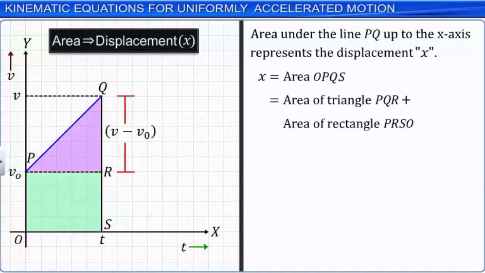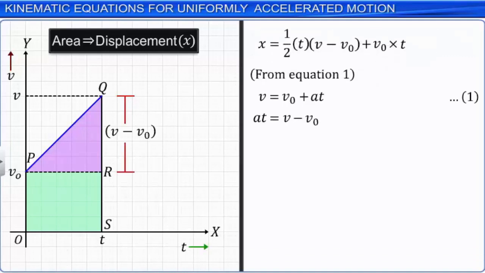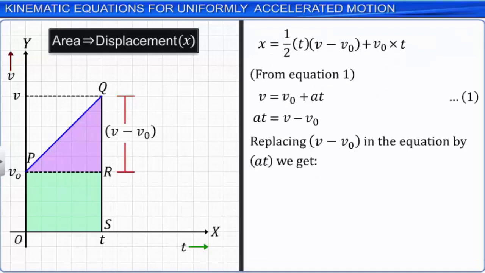From equation 1, the value of v is the sum of v naught and the product of a and t. Here, the product of a and t can be derived as the difference between v and v naught. Now, replacing v minus v naught in the equation by at, we get x equal to v naught into t plus half at square. This is equation 2 of motion.